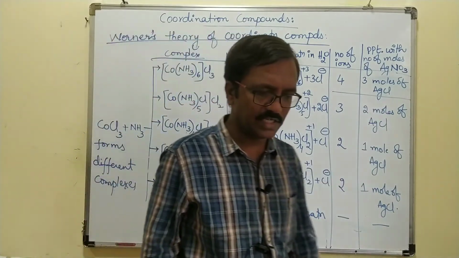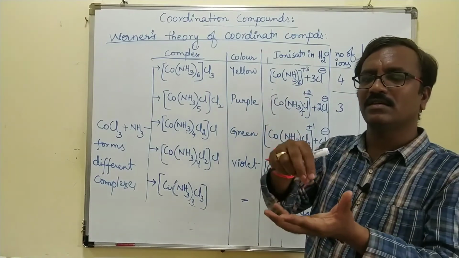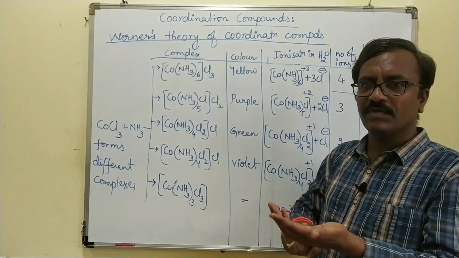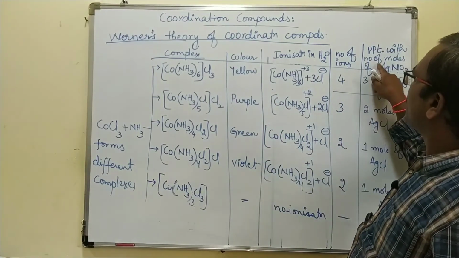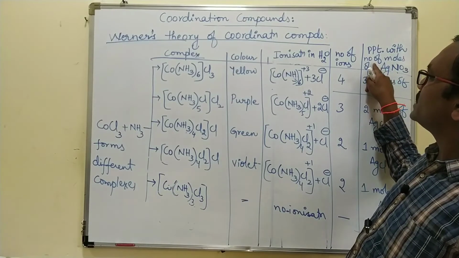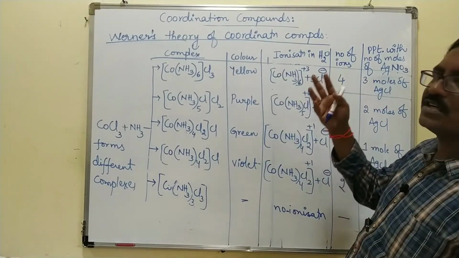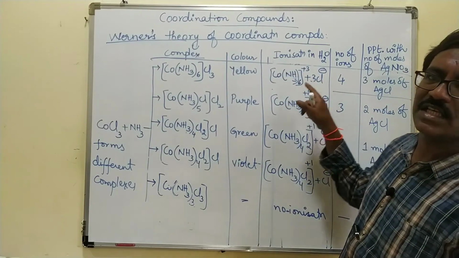So what he did is, he took a bowl, and added the first complex. First he added 1 mole of AgNO3, 1 mole of AgCl is formed, then 1 mole, then 1 mole. How many moles did he add? 3 moles of AgNO3 react, and if he adds a 4th mole, it does not react. What is the meaning of this? The 3 Cls are outside the complex.